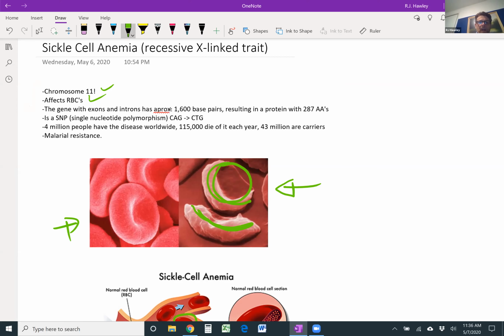This gene has 1,600 base pairs. So that's A's, T's, G's, and C's, right? A bunch of the pairs are introns that need to be removed, right? So the protein has 287 amino acids.